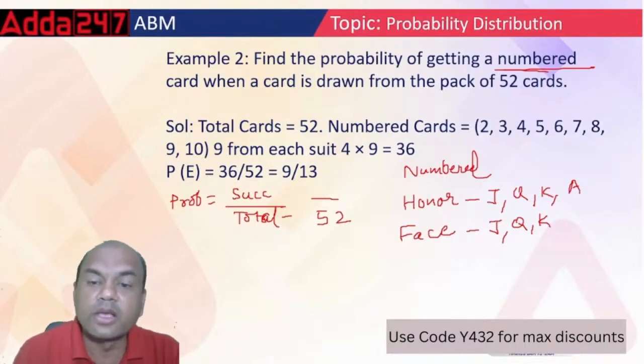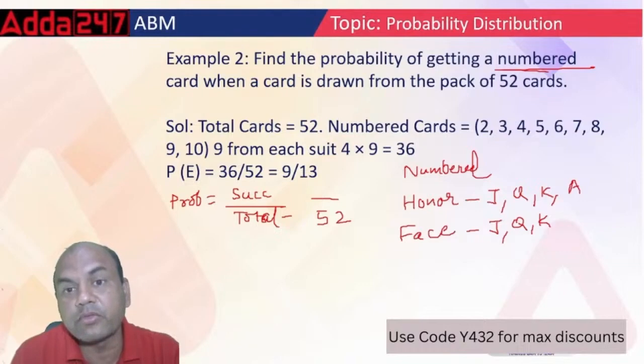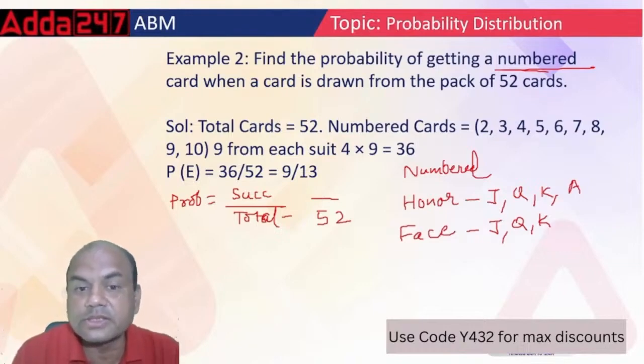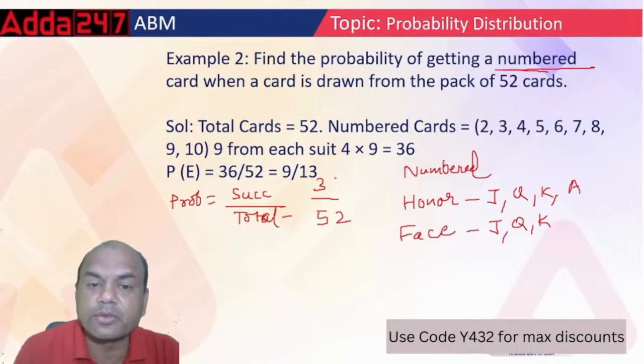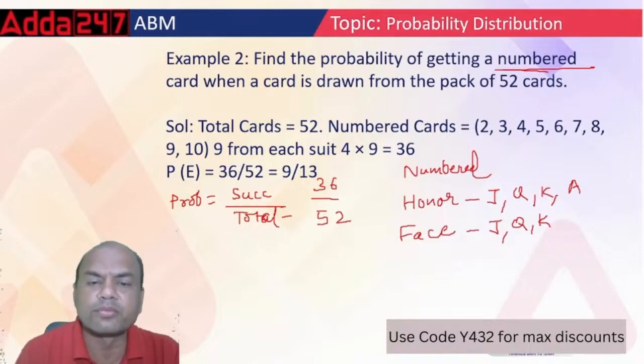No. So here what do I want? Numbered. How many numbered are there? 9, from 2 to 10. Similarly you have 4 types of cards, so 9 times 4 is 36. So the answer becomes 36 upon 52. Go on dividing it: 4 nines are 36, 4 thirteens are 52. So this is your answer, 9 by 13.